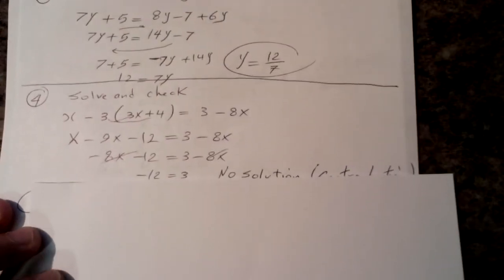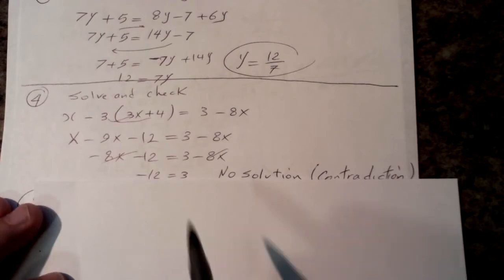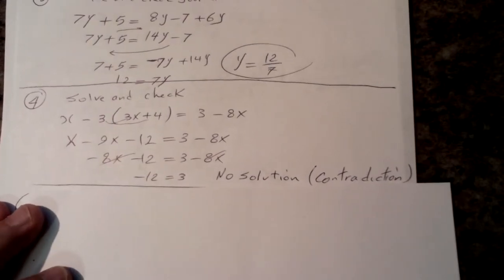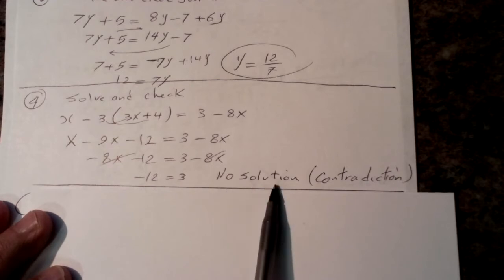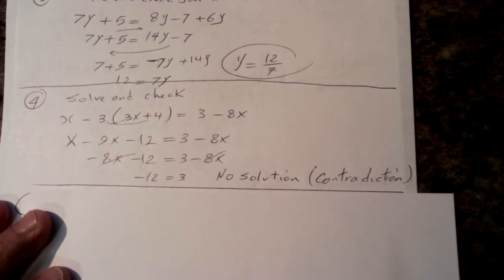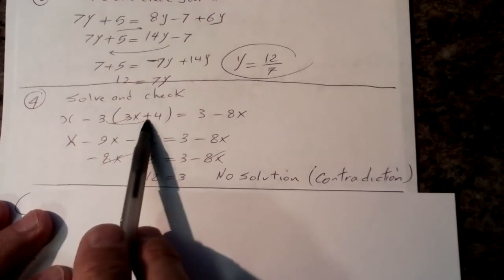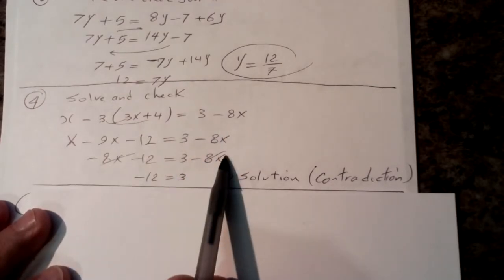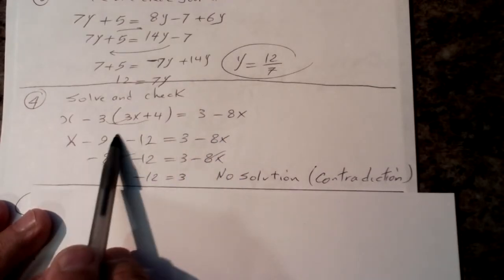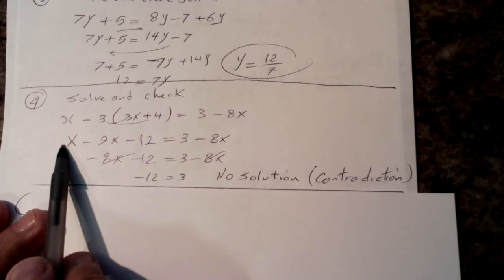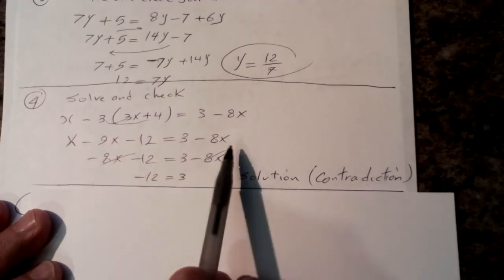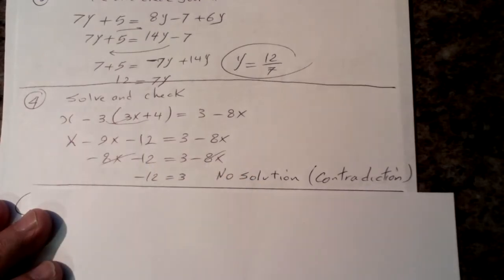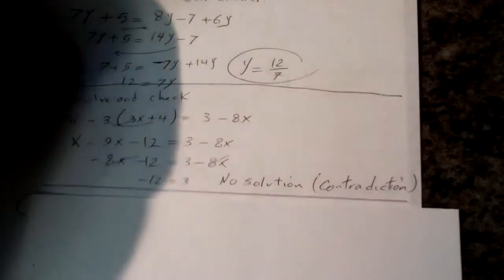These problems, again, you end up with something which is not true. Is -12 equal to 3? No. So there is no solution. This is contradictions. So when you distribute this, 1x, when you don't see any number, is what? 1x. 1x minus 9x is minus x. You see, minus x and minus x cancel, and you come up with something which is not true.